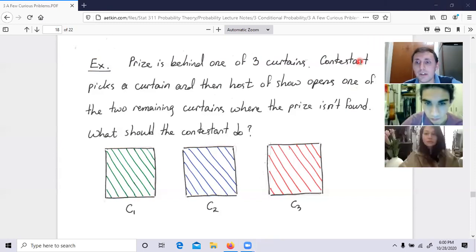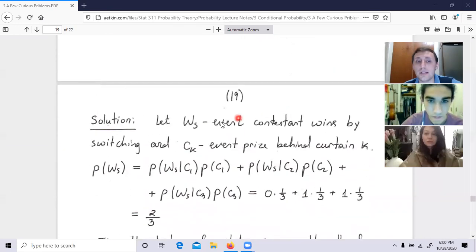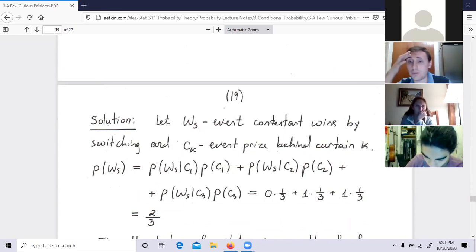Ready? So here is how I solved it. Let's suppose that WS is the event contestant wins by switching. Clearly there is no loss of generality. We can imagine we selected curtain number one. The switching will be to the other curtain that was not opened. So what can happen? Either I switch and the prize is behind curtain number one, times the probability the prize is in curtain number one, plus I switch and the prize is behind curtain number two, times the probability of that, or I switch and the prize is behind curtain number three.